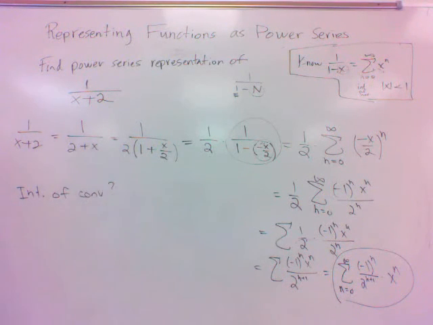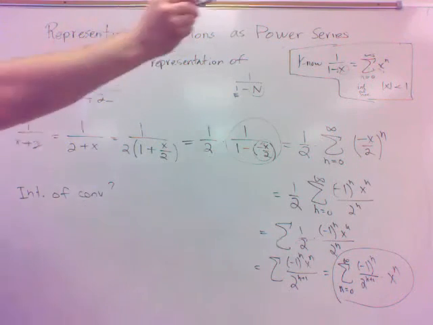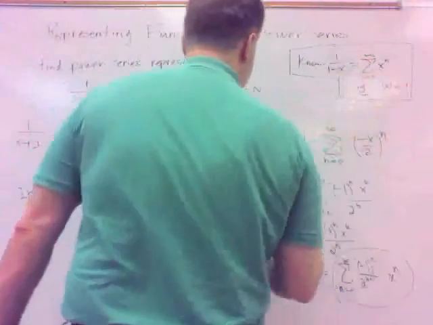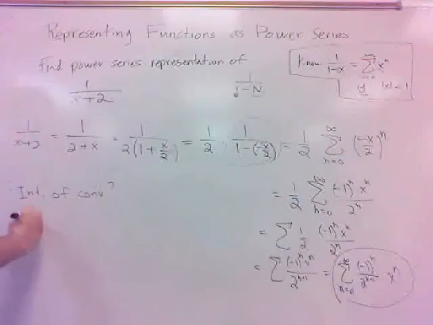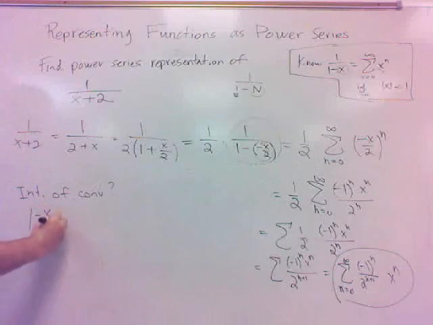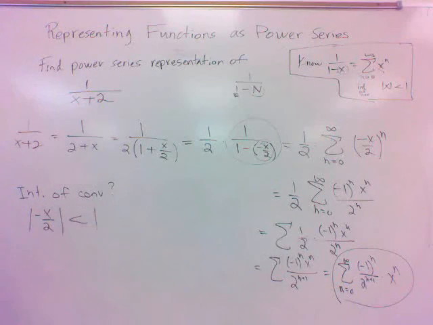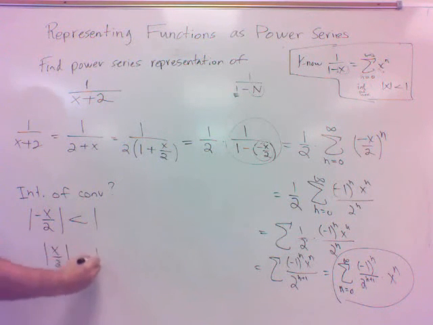What do you got? Interval of convergence? Well, this one starts with absolute value of x is less than 1. I replaced x by minus x over 2, didn't I? So what does that make my absolute interval of convergence? Well, the absolute values will take care of the negative, so it'll just be the absolute value of x over 2 less than 1.